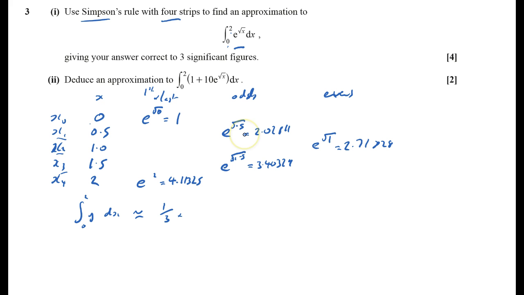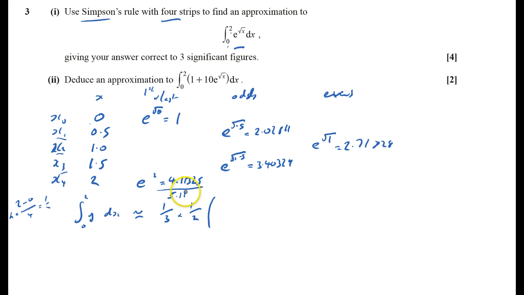And how it works now, the integral of y dx between 0 and 2 approximately equals a third times h, and in the formula h is b minus a over n, so h equals 2 minus 0 over 4, which equals a half. So that's a half, and then I need to add up the total of the first and last.